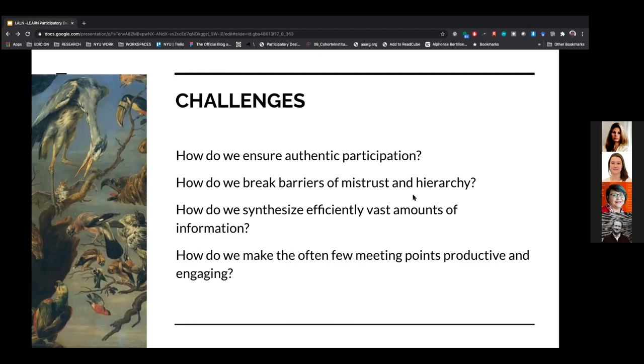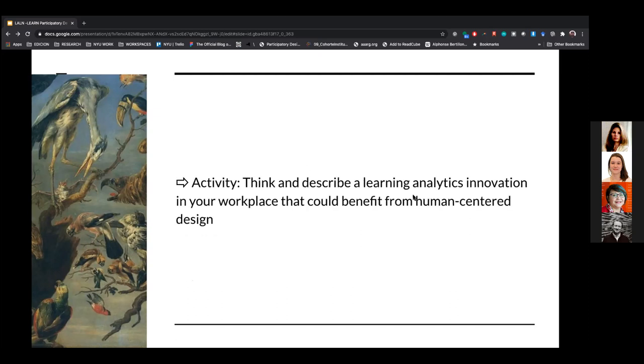And also, many times when we bring in stakeholders, it's through workshops or limited interactions. How do we make those meeting points efficient and engaging for everybody involved? So, as I said before, I want you to think about one innovation, and throughout the different tools we're going to apply them to the learning analytics innovation that you dream of.